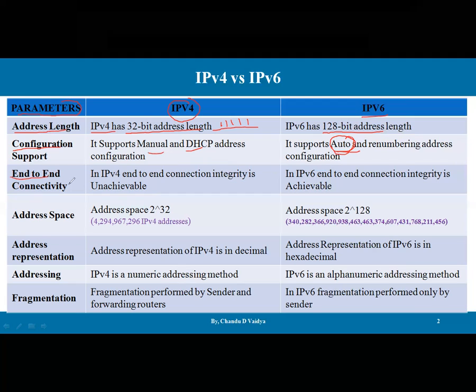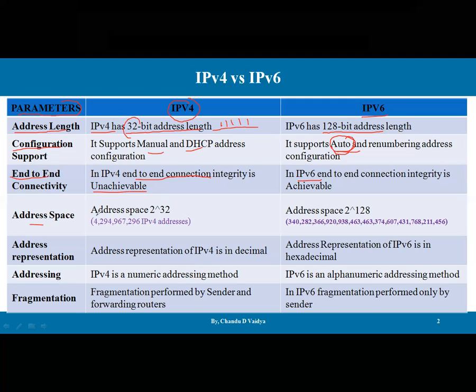Then next, end-to-end connectivity. In IP version 4, end-to-end connection integrity is unachievable, whereas in IP version 6, end-to-end connection integrity is achievable because the size of IP version 6 is very huge. It is a countless value. That's why any device on the earth can communicate via IP version 6, whereas IP version 4 has only a limited size of about 32 bits. So 2 to the power 32 is the size of the space, and that's why a limited number of devices can be connected at a time. So connectivity is not possible at all times.